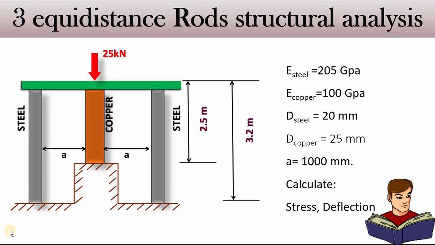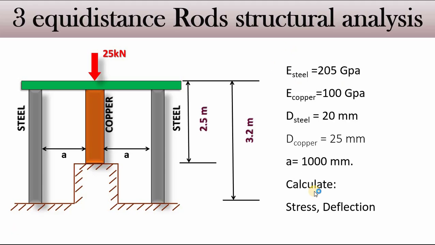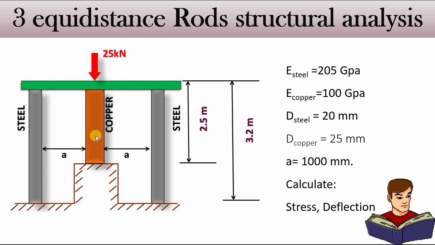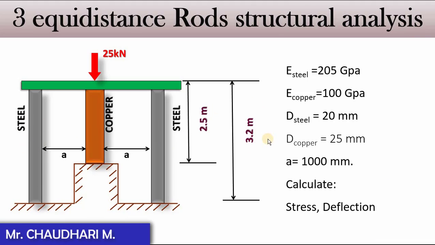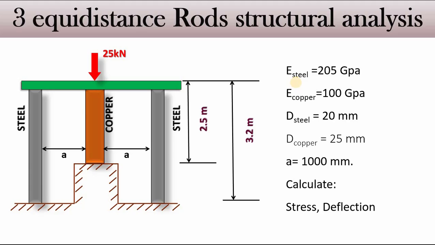Hello viewers, in this tutorial I will perform a 3 equidistant rod structure analysis using ANSYS software. Some material properties are given. There are 2 steel rods and 1 copper rod, with a 25 kN downward load applied. The copper rod is 2.5 meters in total length and the steel is 3.2 meters, and the modulus of elasticity is given: 205 gigapascal for steel and 100 gigapascal for copper.